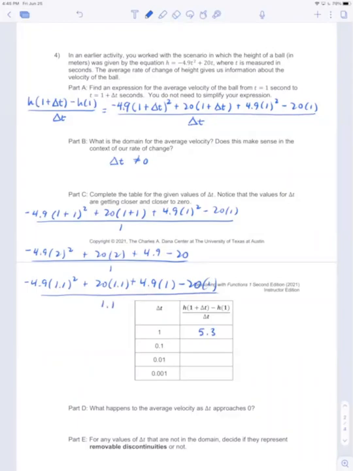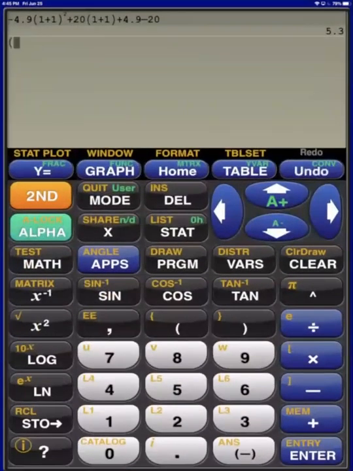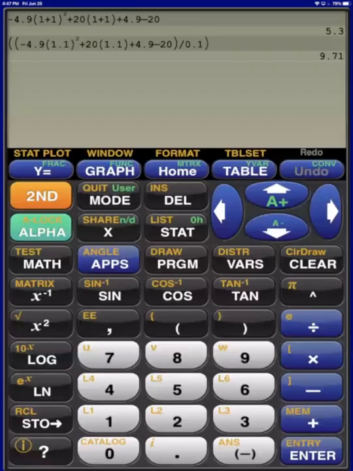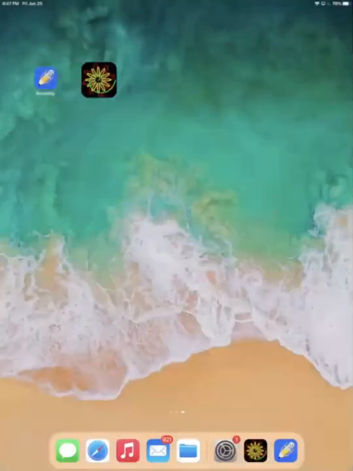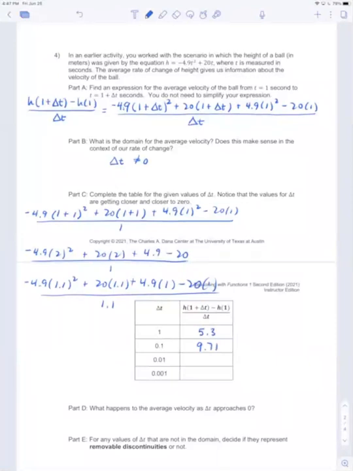So let's go ahead and enter this in. So we have negative 4.9 times 1.1, and that's squared, plus 20 times 1.1, plus 4.9, minus 20. And when we divide by 0.1, we get 9.71. So let's go back to our table and we'll put 9.71 here.